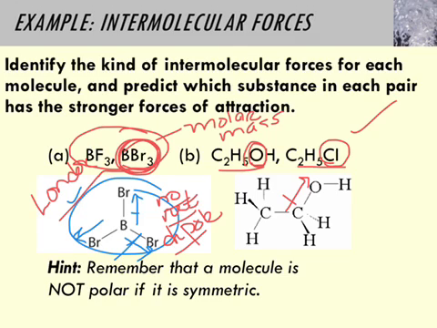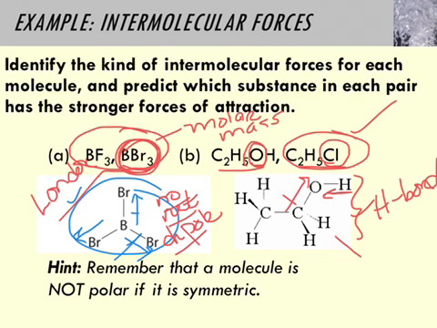However, there's something special. This is ethanol. That's actually the alcohol they put in drinking alcohol. There's something special about ethanol that ethylene chloride doesn't have. Hopefully it has popped into your mind. Ethanol can hydrogen bond. Remember, you can only hydrogen bond when you have a hydrogen directly bonded to a fluorine, oxygen, or nitrogen. Therefore, ethanol has stronger intermolecular forces and should have a higher boiling point.